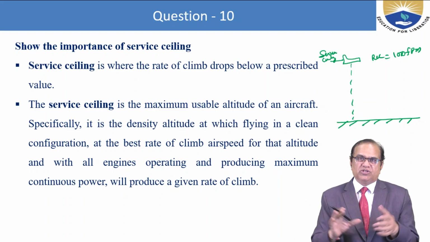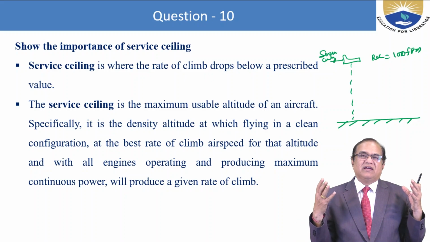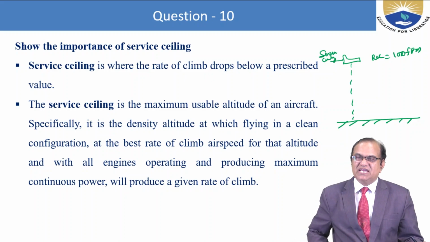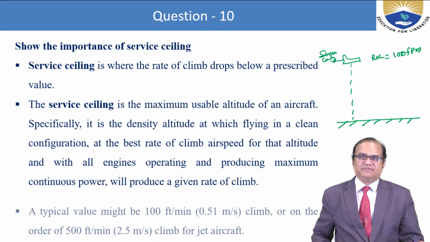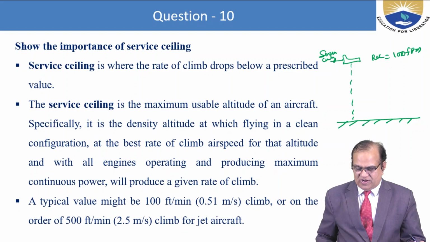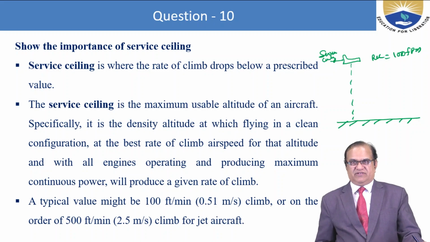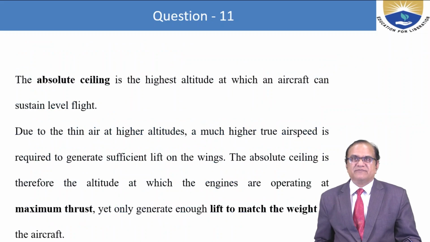So in this case, all engines are working. It is in a very good condition. Your aircraft will attain the given rate of climb, that is 100 feet per minute. So that is called the service ceiling, and in this service ceiling all the operations are possible to carry out by the aircraft. A typical value might be 100 feet per minute, that is 0.51 meter per second climb, or on the order of 500 feet per minute or 2.5 meter per second climb for a jet aircraft. So for the jet aircraft it is different, for the propeller aircraft it is different.